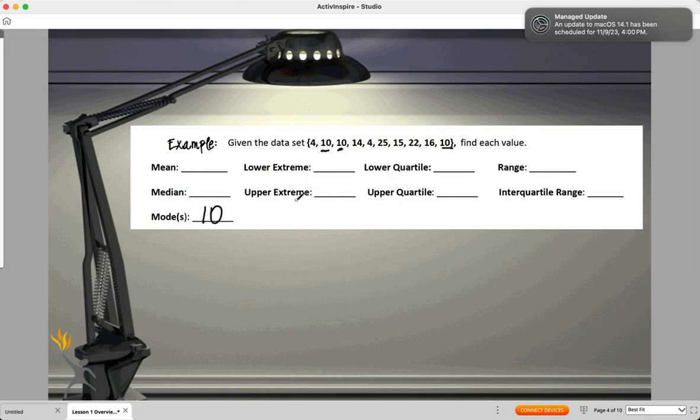To find my upper and lower extreme, my quartiles, my range, and my IQR, those all require me to put these in order from least to greatest. I'm going to cross them out as I go. I'll erase them at the end, but I want to make sure I've got them all. I've got 3 tens, 10, 10, 10. All right, I've got a 14, a 15, a 16.